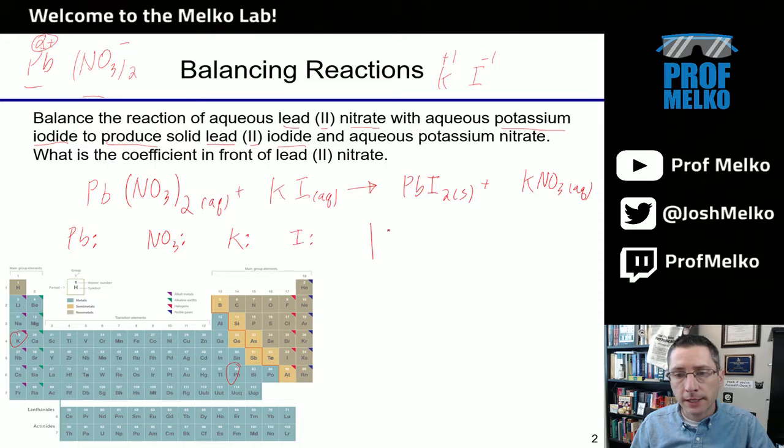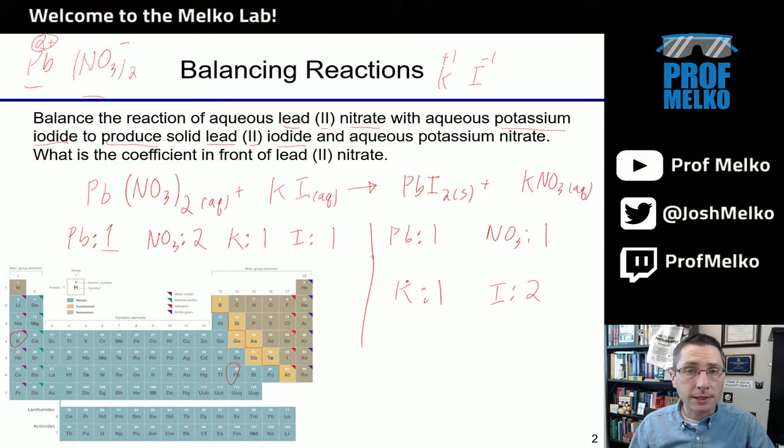Potassium, iodine. So I'm going to keep track of each of these. Just separating reactants from products here. So let's see, on the left, lead, there's 1 of them. Nitrate, there's 2 of those. Potassium, 1, iodine, 1. On the right, lead, there's 1, iodine, 2, nitrate, 1, potassium, 1. So there's some imbalance here. To start balancing, I always start with the most complex species. So the polyatomic in this case, nitrate, is where I'm going to start.